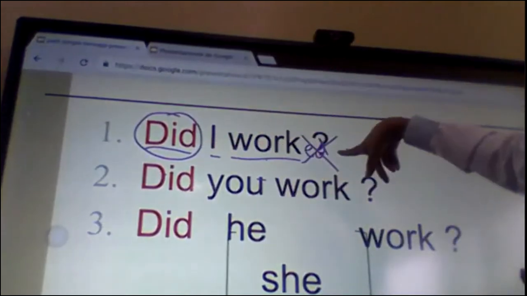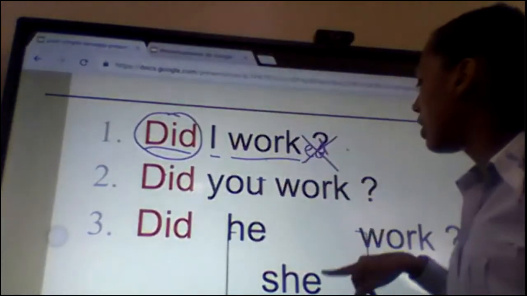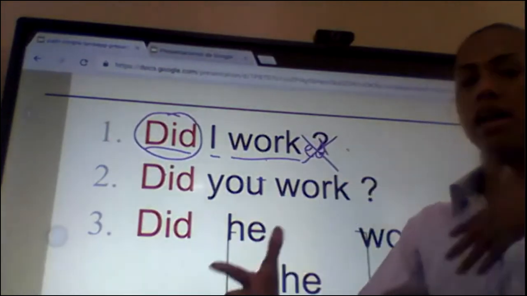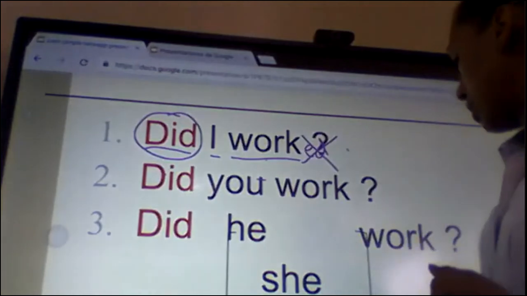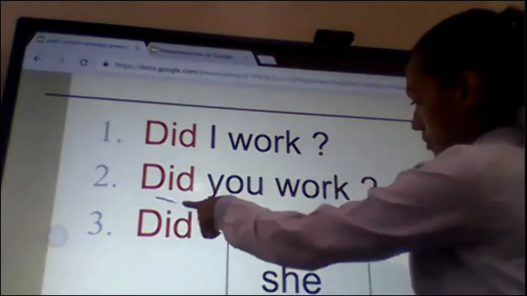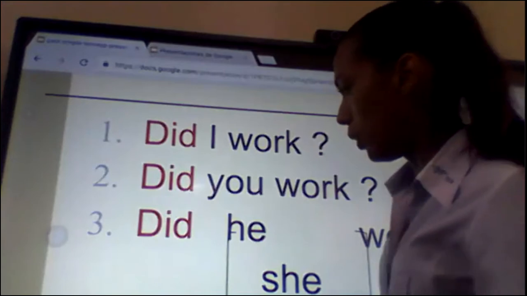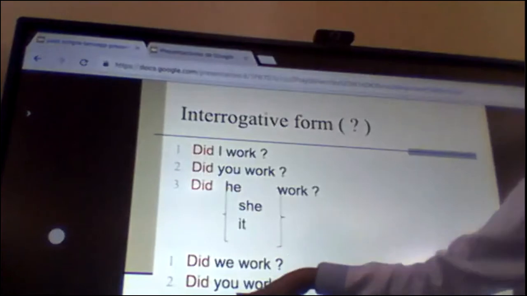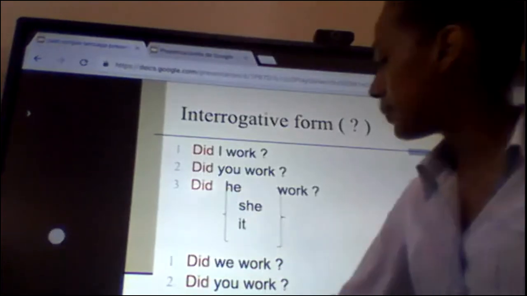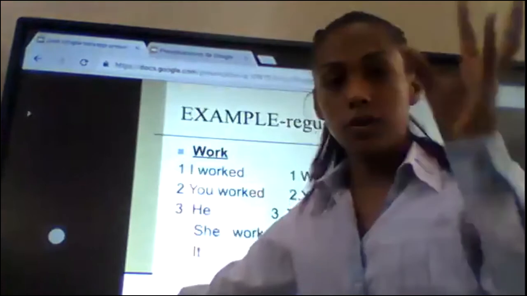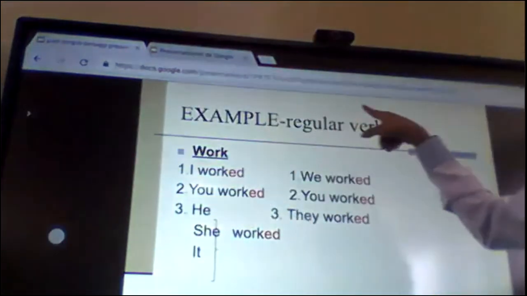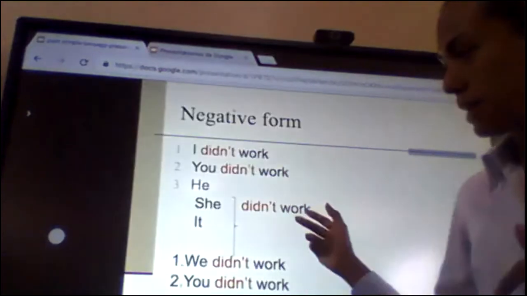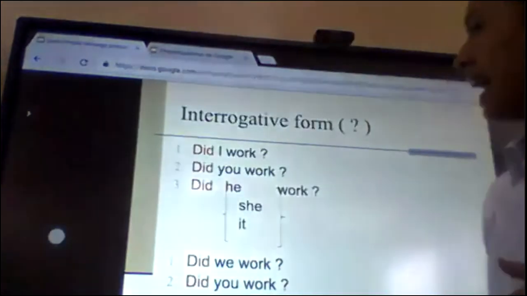So, did I work? Did you work? Did he or she work? Did you and you, they, or we work? Simple as you know. Did we work? Did you work? Did they work? So let's go back again and make a summary. Regular verbs in present, I work, ed para indicar que es pasado. That's it.